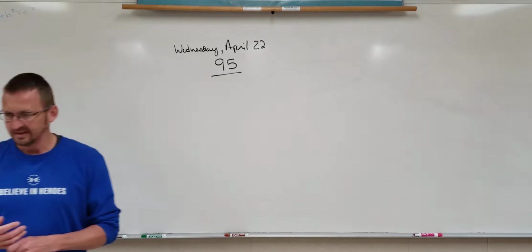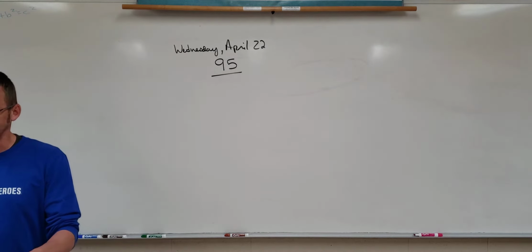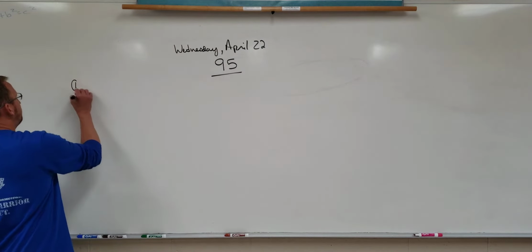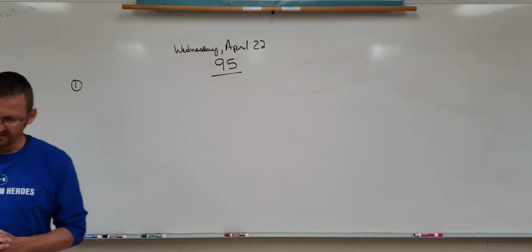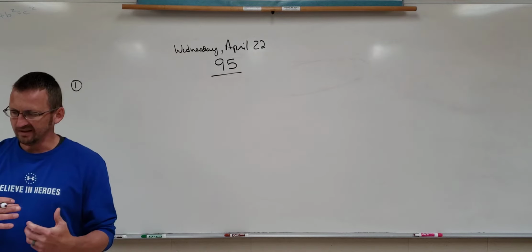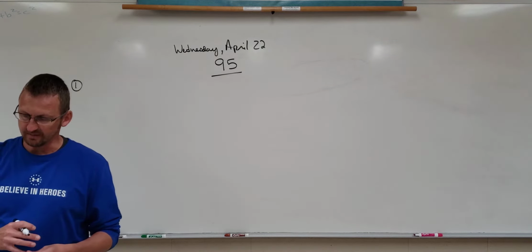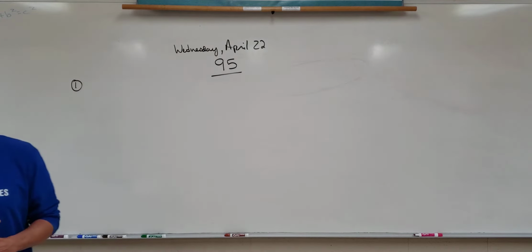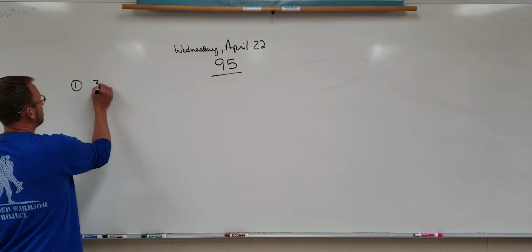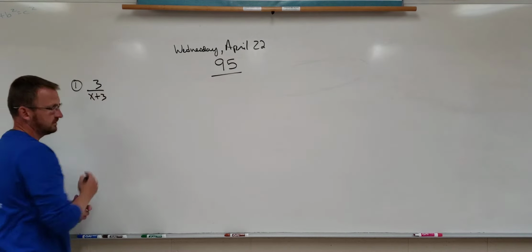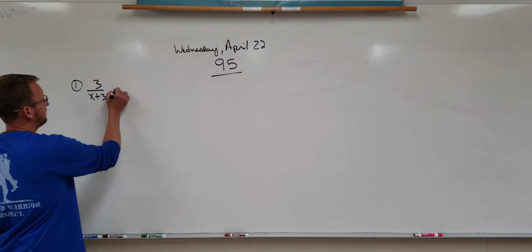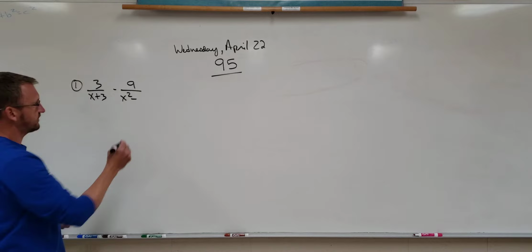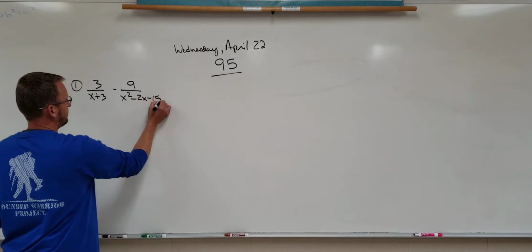Lesson 95, combining rational expressions with unlike denominators. We know that to add two fractions, we have to have common denominators. But what if they aren't common? What if they don't have something in common? With rational expressions, we combine them. 1a, 3 over x plus 3 minus 9 over x squared minus 2x minus 15.